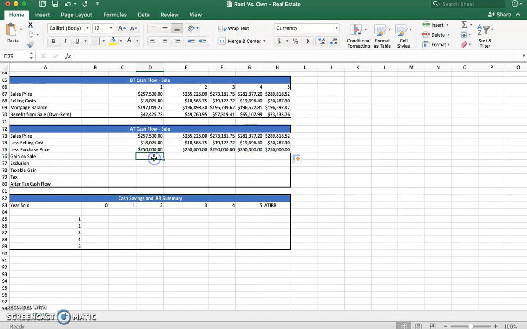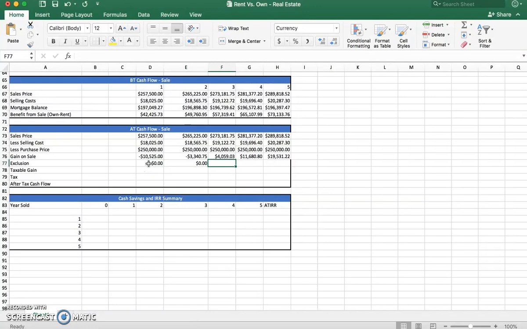That's more like it. Alright, so as I was saying, the gain on sale is going to be the sales price less the selling cost less the purchase price. So we have a negative number for year one. That's to be expected. As you go in successive years, though, you'll be making a profit. Alright, so our exclusions. For the first 2 years, it's just going to be 0. I'm just going to put that in manually.